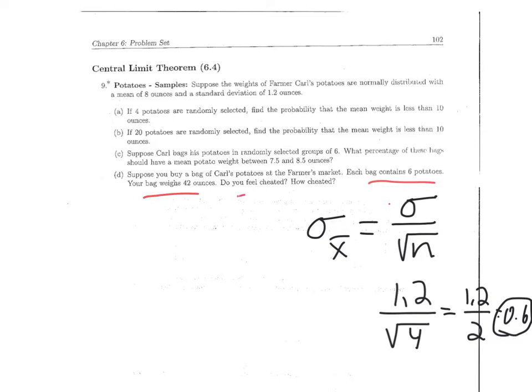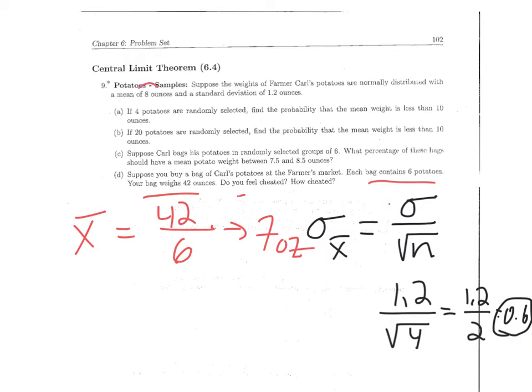Would you feel cheated? Well, what's the average weight? So what's the mean weight for the sample? Well, I've got 42 ounces for a total, and I've got 6, so all 6 potatoes added up to 42 ounces. So we'll divide it by 6. So that means on average, each potato weighs 7 ounces.